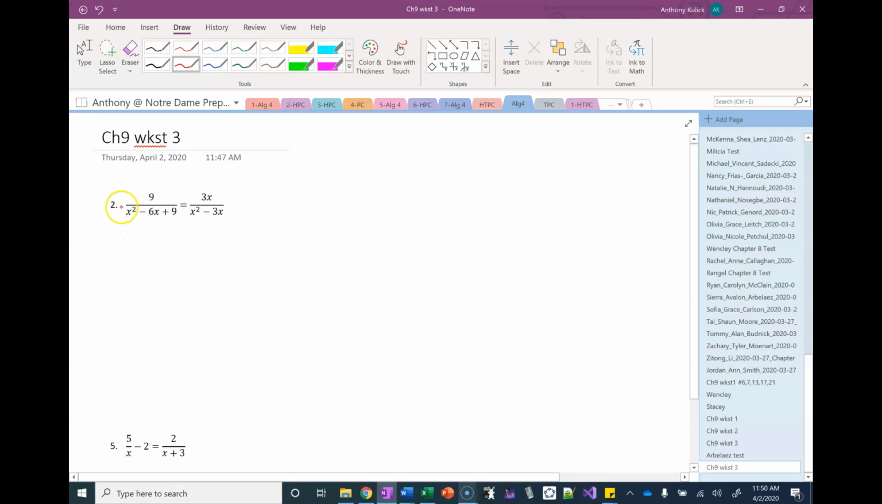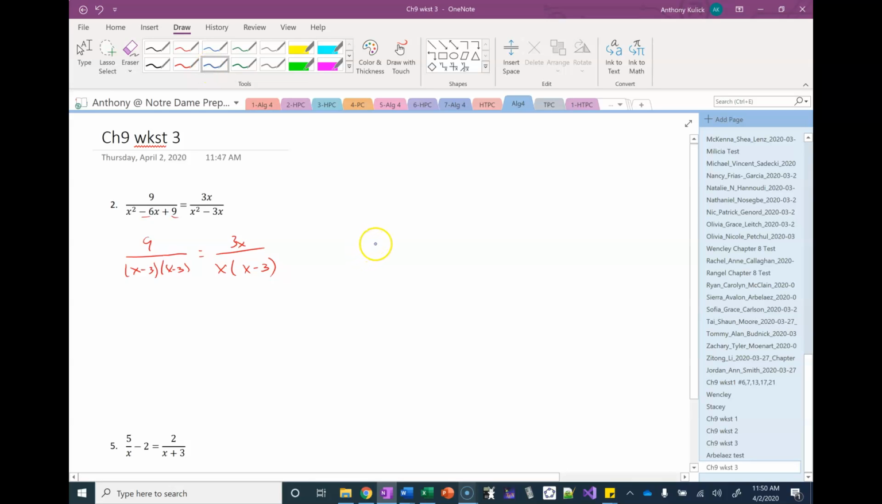So to factor x squared minus 6x plus 9, I need two things that multiply to give me 9 and add to give me negative 6. So that would be negative 3 and negative 3. And then if I look at x squared minus 3x, that just has a greatest common factor of x. So I can factor that off.